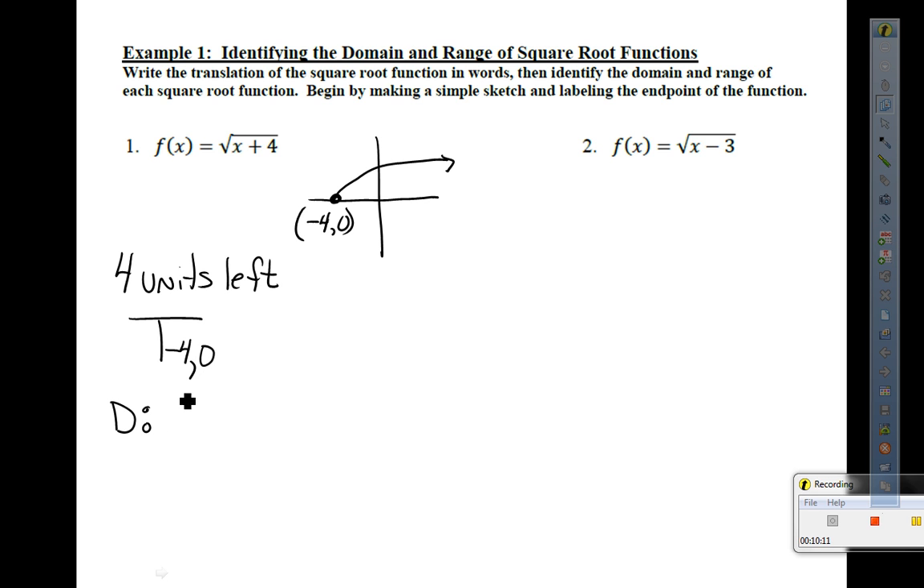My domain of this is from -4 to infinity. The range of this thing, in this case, is 0 to infinity. And then we're done.